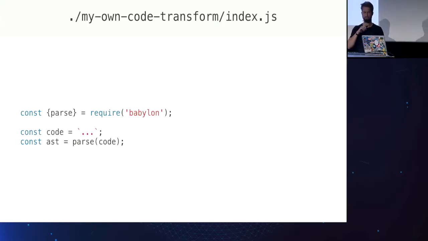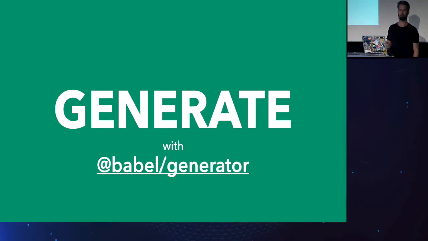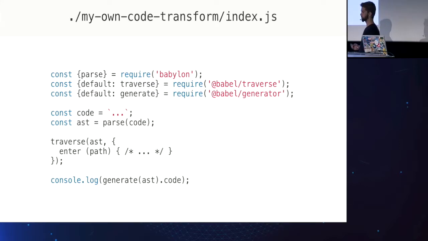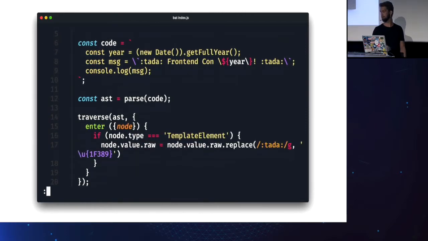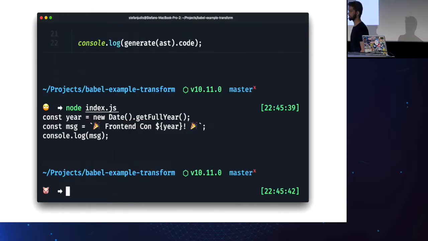So when we look at this, we have the AST and we parsed it. We can now use the traverse function. We can check for the template element, and then we can replace the tada with the party popper emoji. And then we have the last step, which is generate, and this is fairly straightforward. We bring in BABEL generator, and then we can generate the code. The result of this, here we see the whole source code that I just mentioned. So when I execute this now, I just built myself the ecosystem that supports colon, tada, colon.